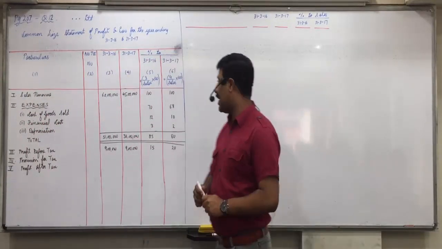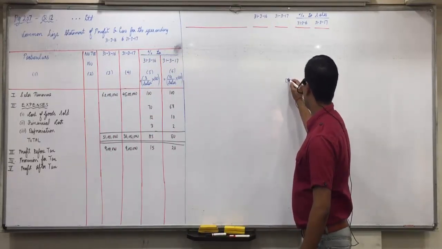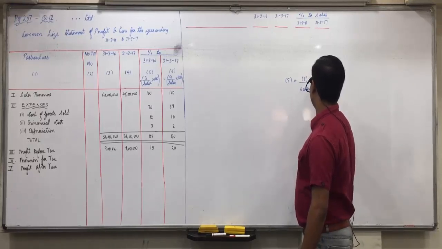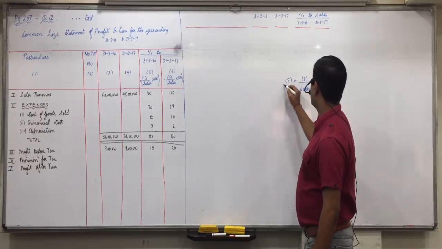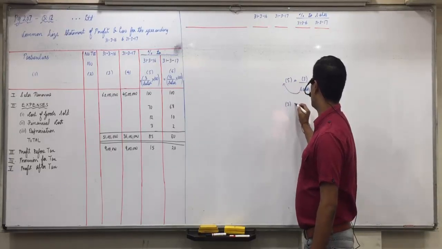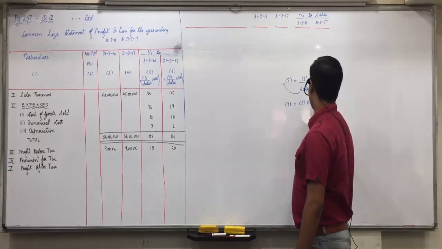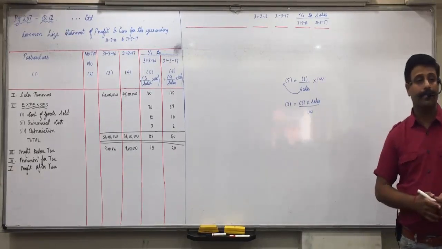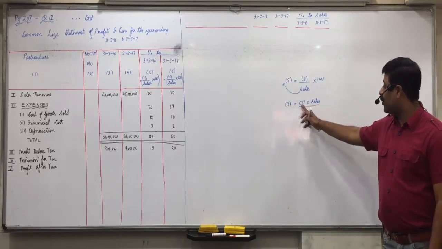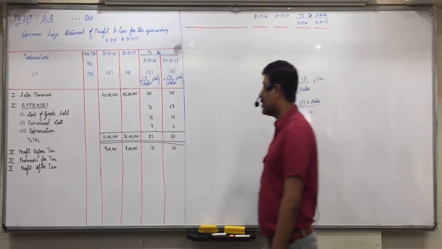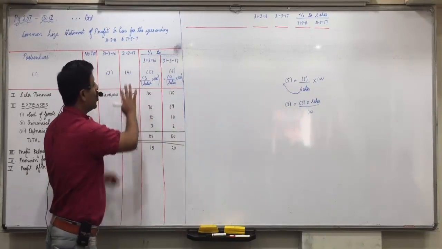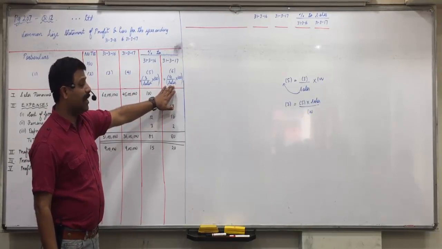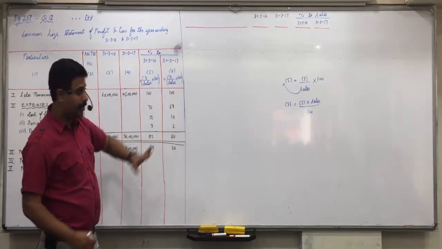It's very simple. Like, how did we find column 5? Column 3 divided by sales into 100. If you bring sales on the other side, can I say column 3 is 5 into sales? Bring 100 on the other side, divide by 100. Simply sales into 5 divided by 100. Same way column 4 also: sales multiplied by column 6 divided by 100.